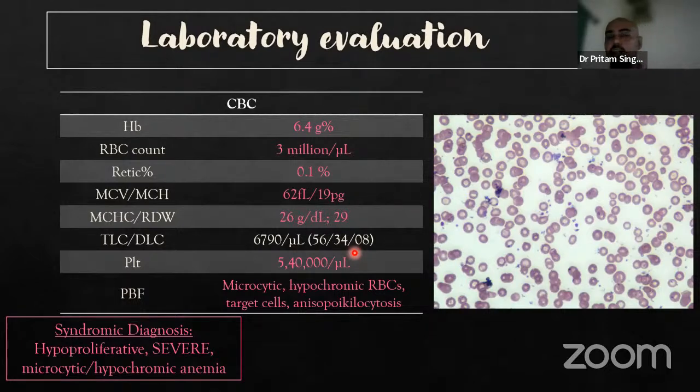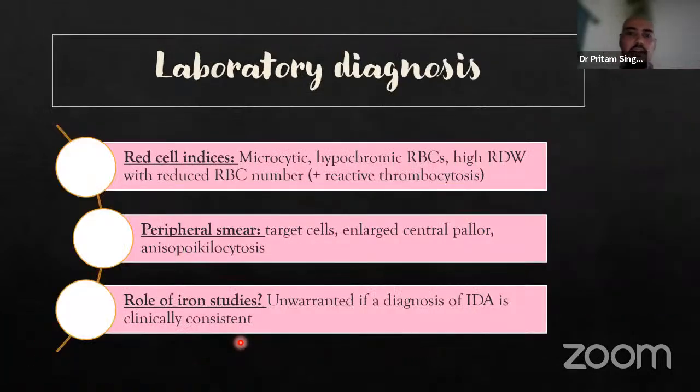So in this particular context, if we say what is the syndromic diagnosis, it is a hypoproliferative anemia because our retic was low, severe microcytic hypochromic anemia. And the diagnosis, we have all told, is iron deficiency anemia. So how do we do laboratory diagnosis? We have discussed about this.